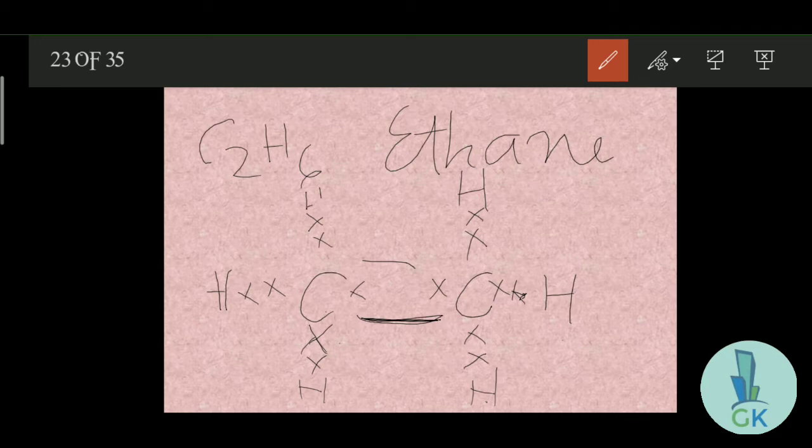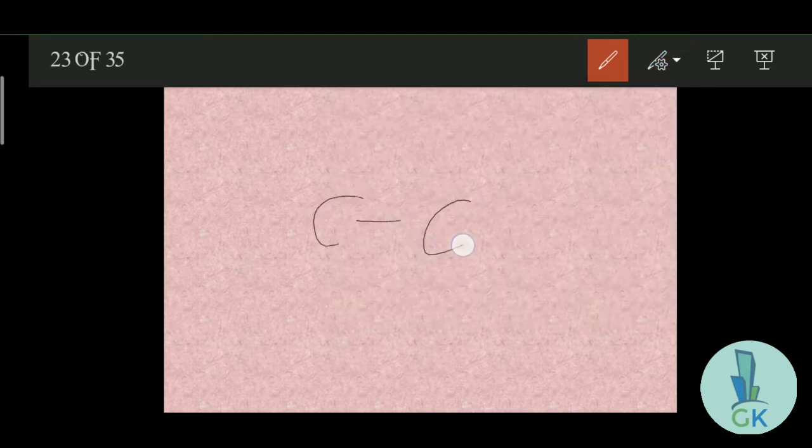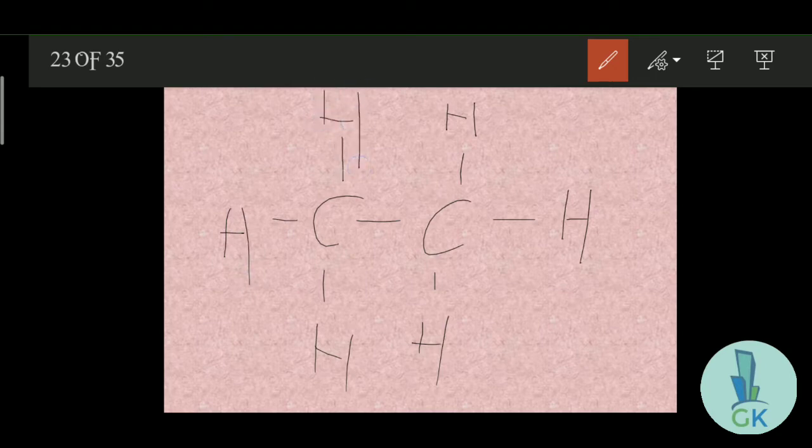In the same way, carbon got its 8 electrons and hydrogen got its 2 electrons. So we can write C single bond C, then single bond H. In this way the structure for ethane is made and the formula is also fulfilled, C2H6.